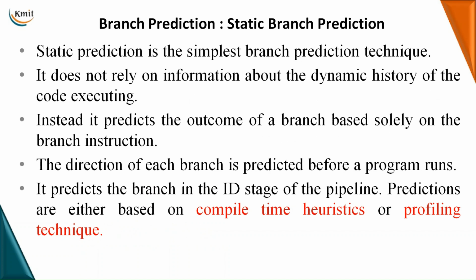The first type of branch prediction technique is the static branch prediction technique, which is one of the simplest branch prediction techniques that is used. This technique does not depend on the information about the history of the branch or the history of the code which is executing. Here we predict the outcome of a branch solely based on the branch instruction and the direction of the prediction, and this prediction is done at the runtime of your program. Here you predict the branch in the ID stage of your pipeline, the decoding stage. Static branch prediction is done either using the compile time heuristic approach or using the profiling technique.